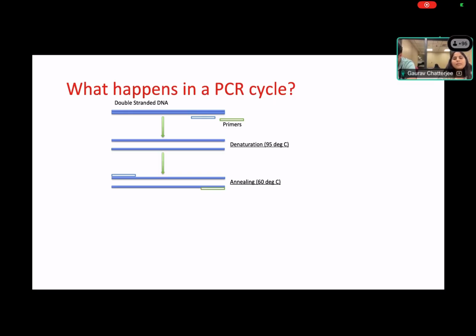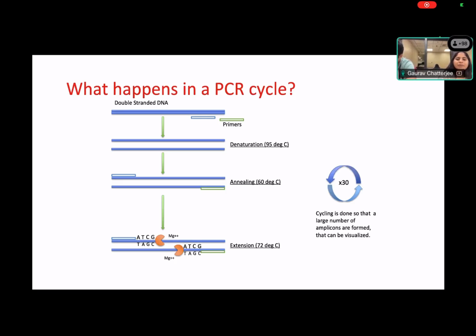And then in the presence of DNA polymerase, extension will happen at a little higher temperature of 72 degrees Celsius, where your DNA polymerase will get activated and it will be adding the nucleotides in both directions. So at the end of one cycle of PCR, we will get 2 copies of double-stranded DNA.